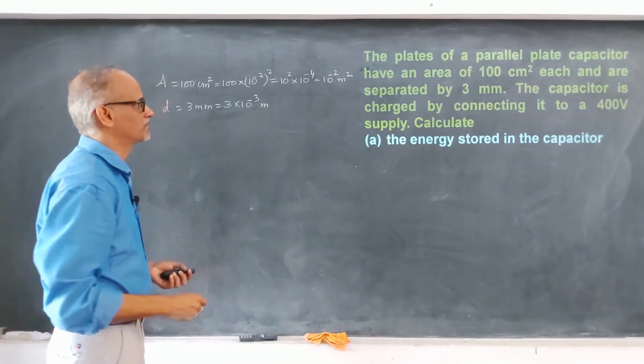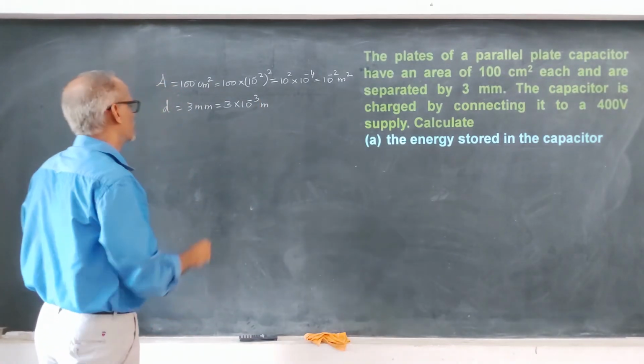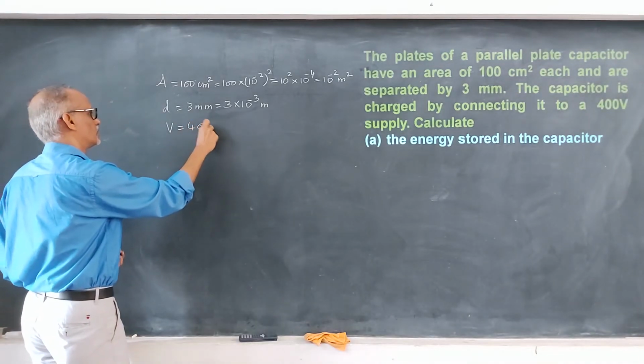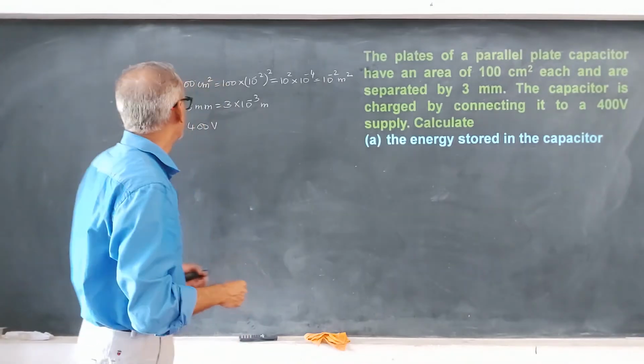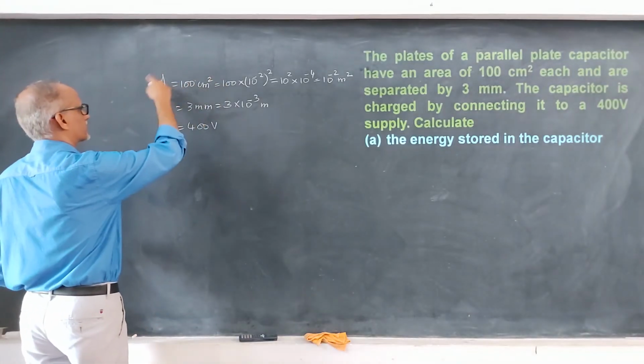The capacitor is charged by connecting it to a 400 volt supply. So, V is given, 400 volt. Calculate, first option, the energy stored in the capacitor. To find the energy stored, I have to calculate capacitance.